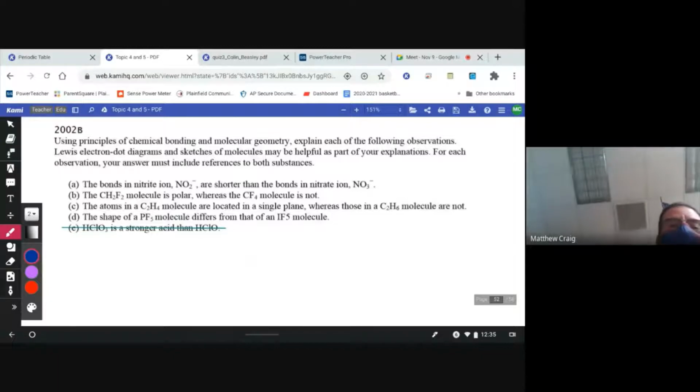2002B. Using the principles of chemical bonding and molecular geometry, explain each of the following observations. Lewis electron dot diagrams and sketches of molecules may be helpful as part of your explanation. For each observation, your answer must include references to both substances. So you've got to talk about both. A, the bonds in nitrite ions are shorter than the bonds in nitrate ions.